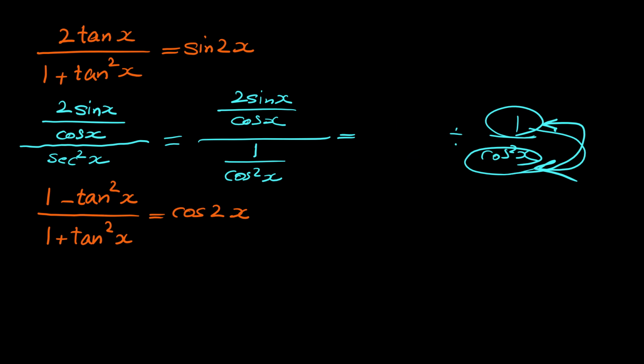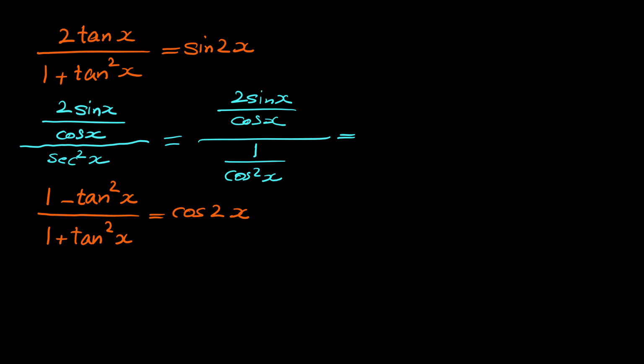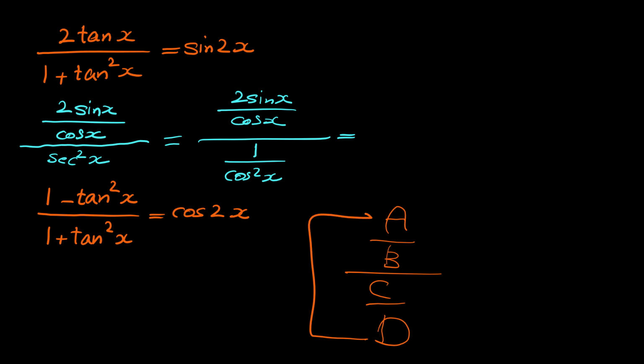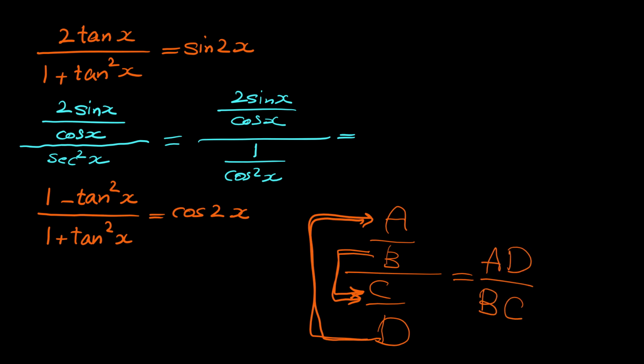But this is really a slow method. When you have a fraction over another fraction, the fastest way for dividing a over b by c over d is ad over bc. Multiply far by far, multiply close by close. The d is far from a, so multiply ad, a by d, and multiply b by c, bc. So the answer is ad over bc.